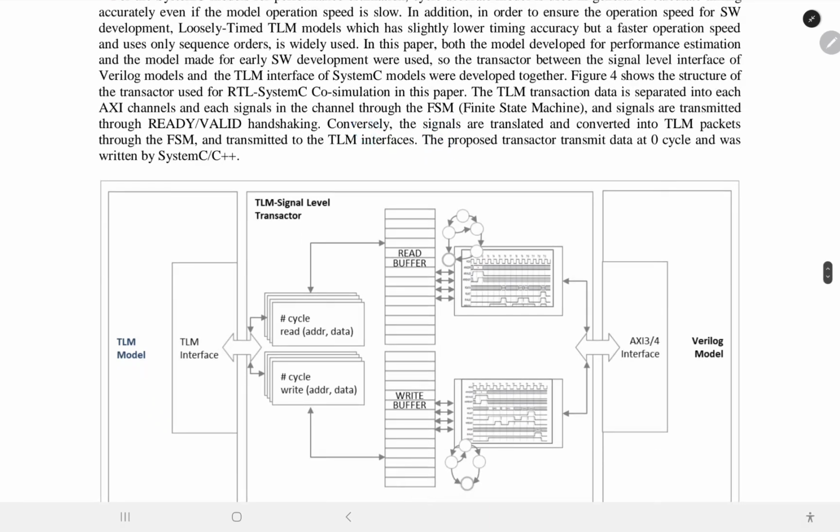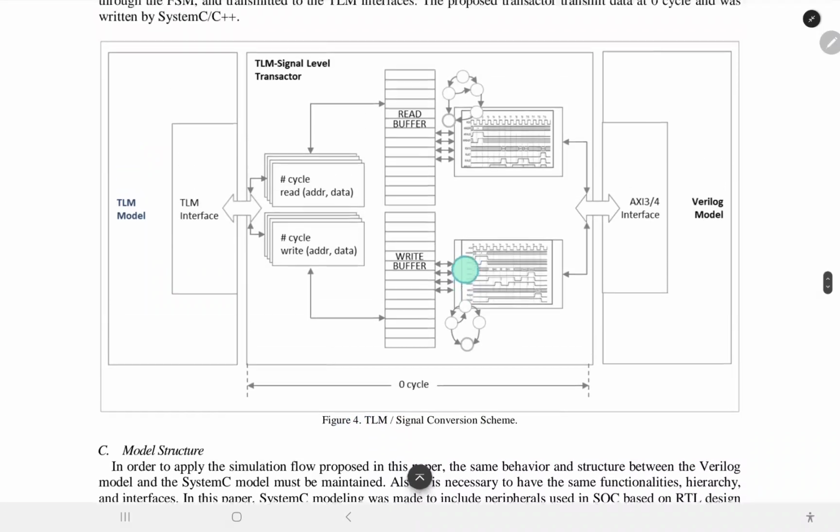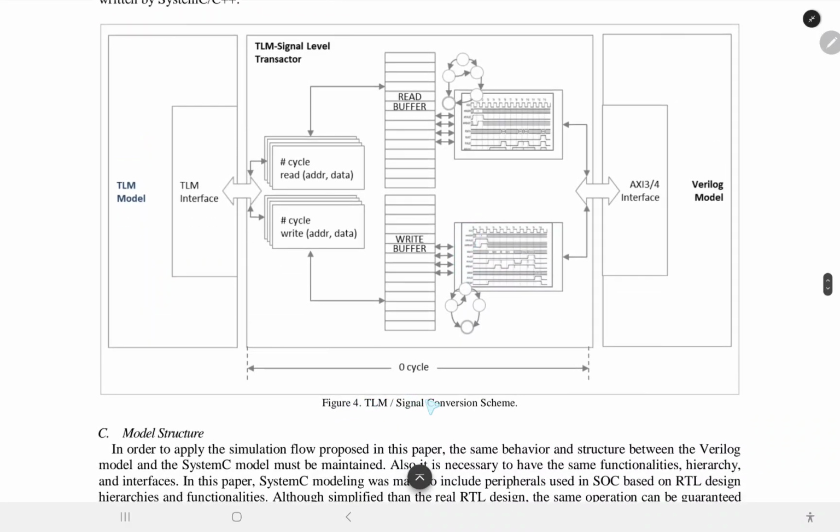Conversely, the signals are translated and converted into TLM packets through the FSM and transmitted to the TLM interfaces. But the proposed transactor transmits data at cycle 0 and was written in SystemC or C++. Figure 4, the TLM signal conversion scheme.